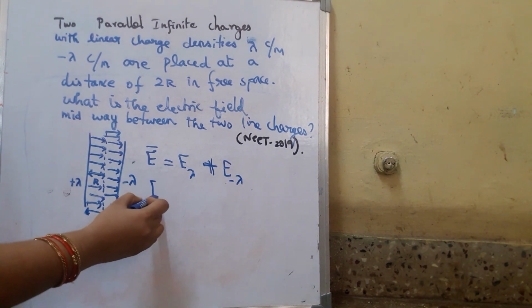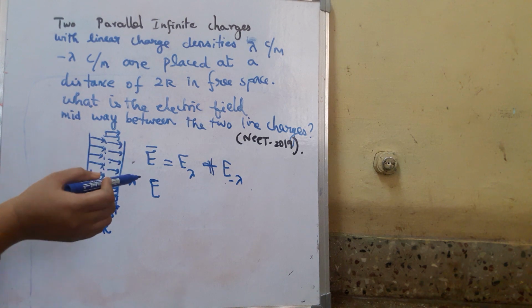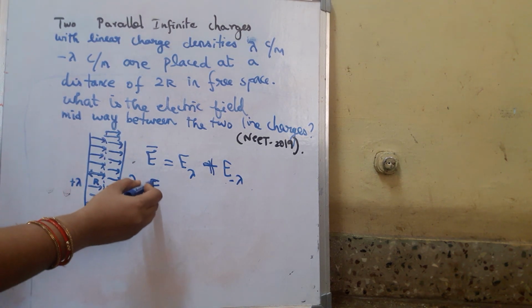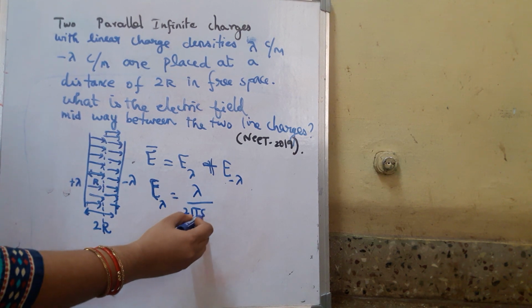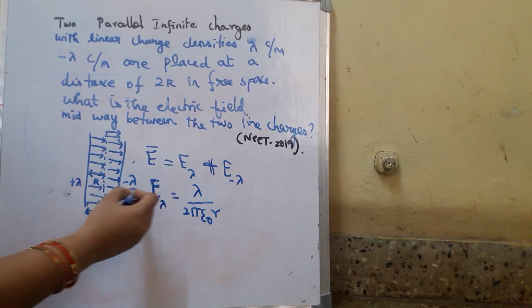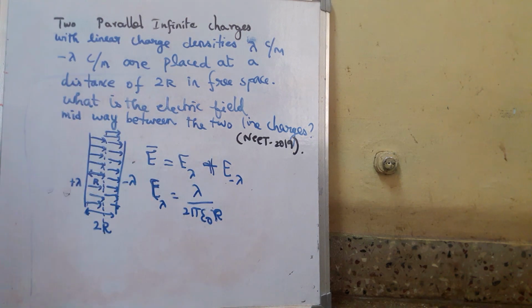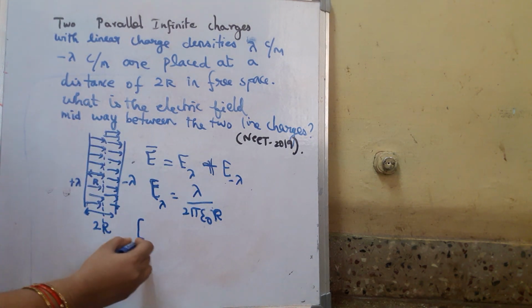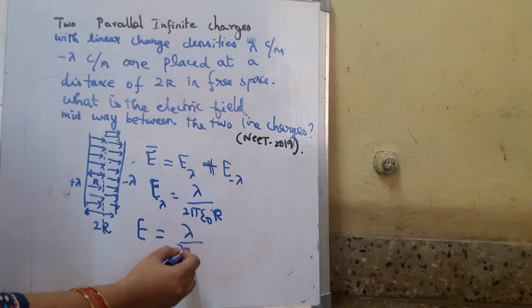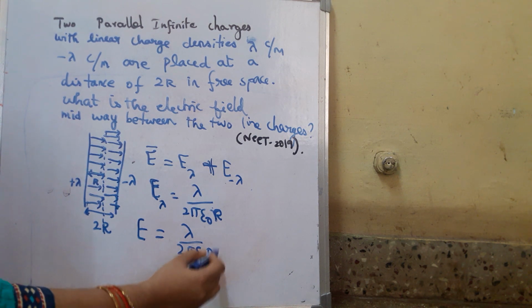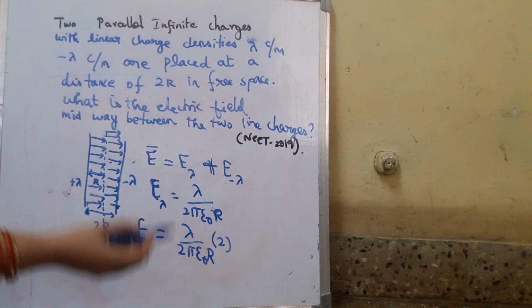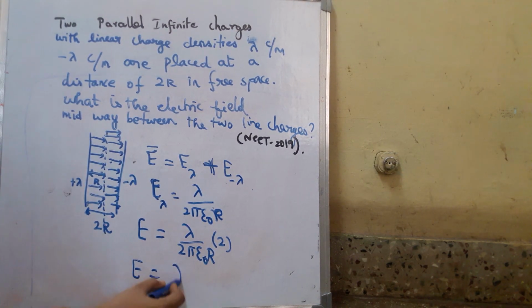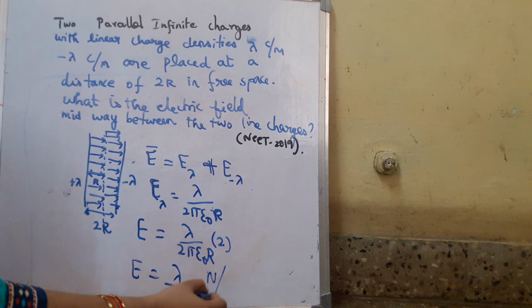Now what have we studied as the electric field for an infinite line charge? This is simply lambda by 2 pi epsilon naught times R, where capital R is the distance. Shall I substitute here? If I substitute, this is nothing but lambda by 2 pi epsilon naught R times 2, because both are the same. Depending on the direction I have added them. So the total electric field will be lambda by pi epsilon naught R newton per coulomb.